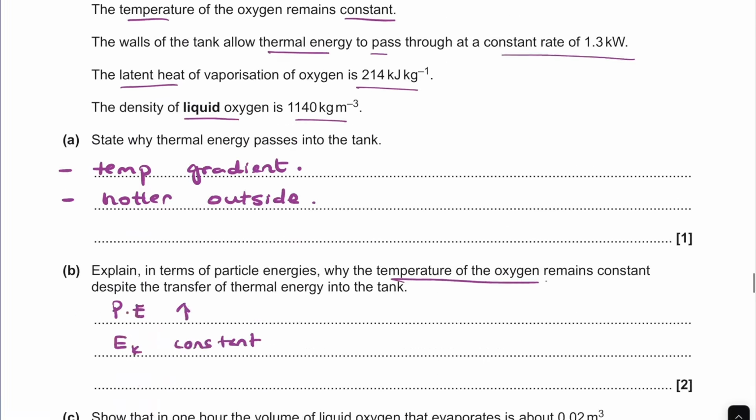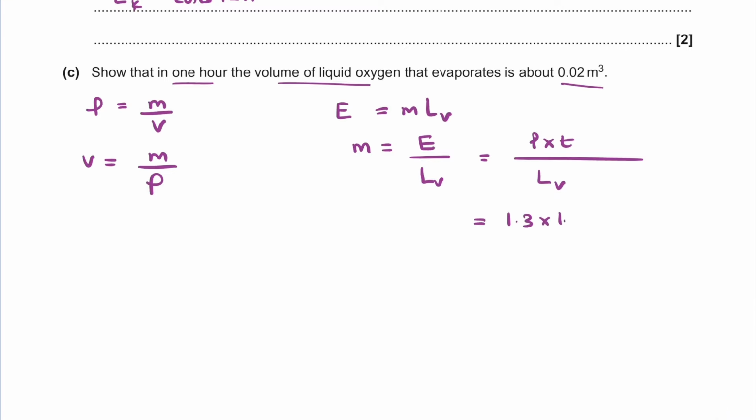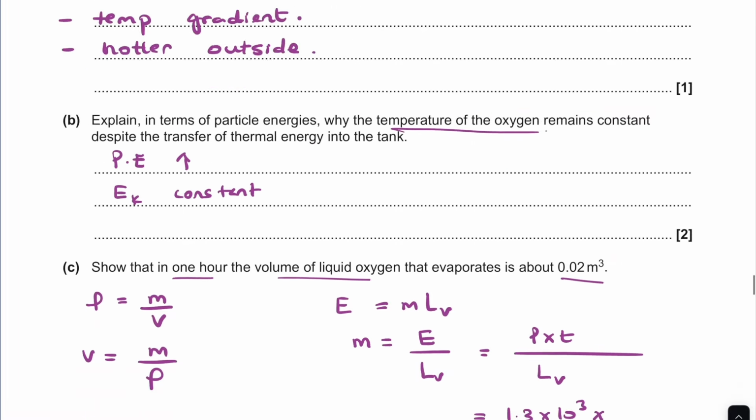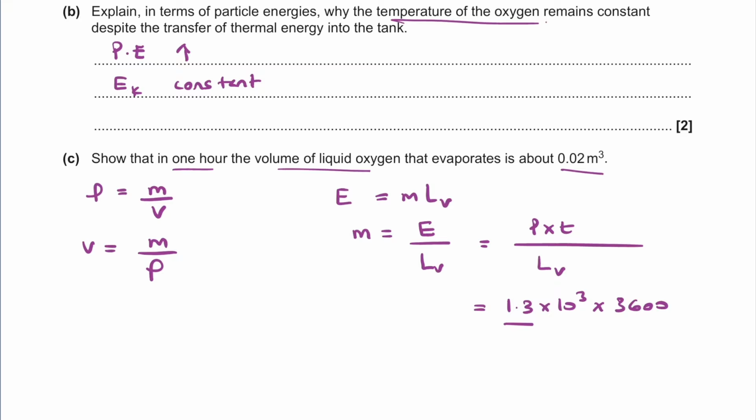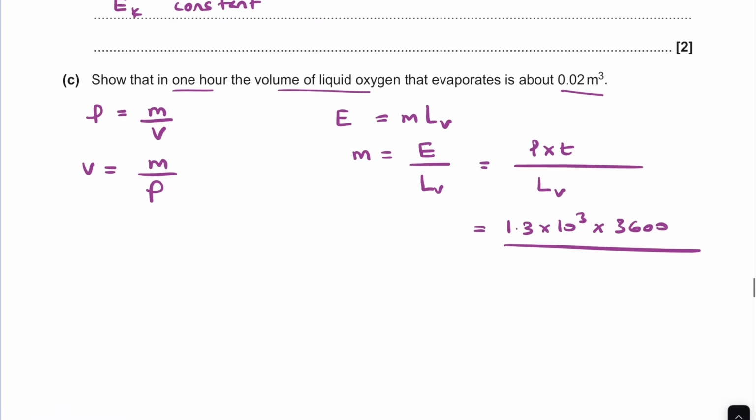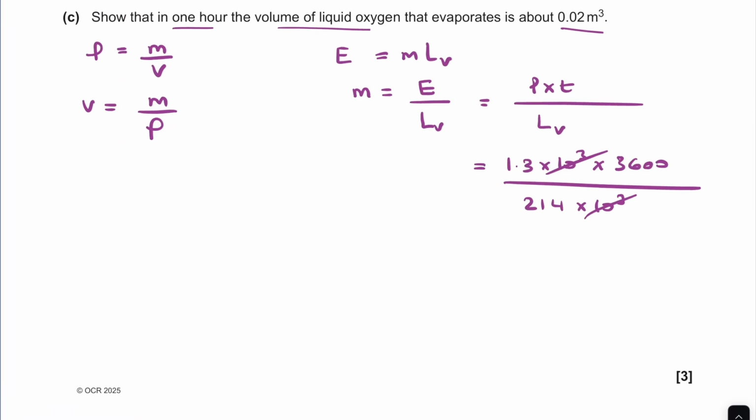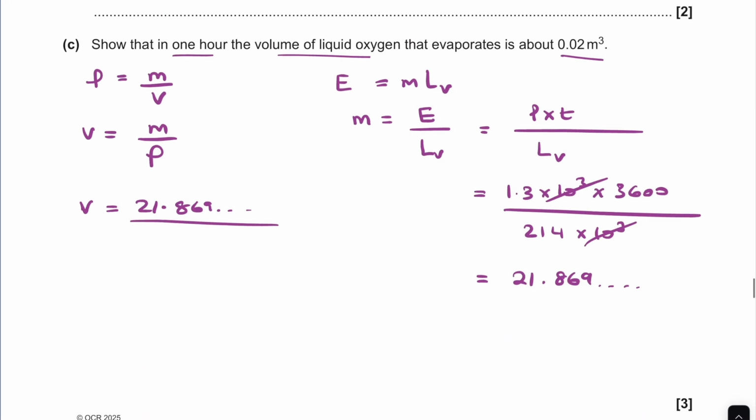Power is 1.3 times 10 to the 3 watts, times time, 1 hour, 3,600 seconds. Latent heat is 214. I didn't have to convert the units; times-ing by 1,000 was pointless, but that was going to give me 21.869. And therefore V is equal to that value divided by the density, 1,140. That gives me 0.019, roughly 0.02 meters cubed.